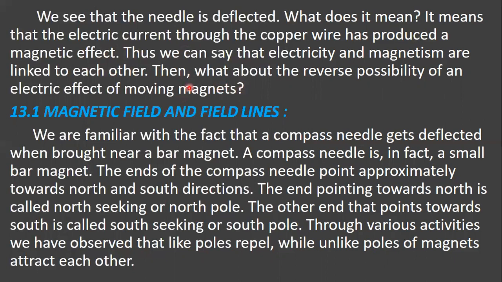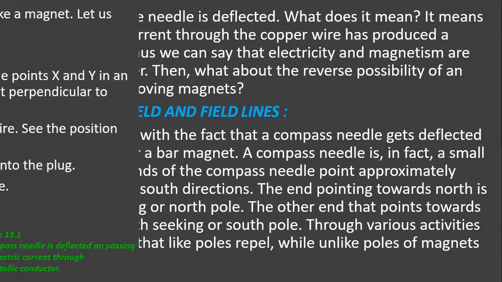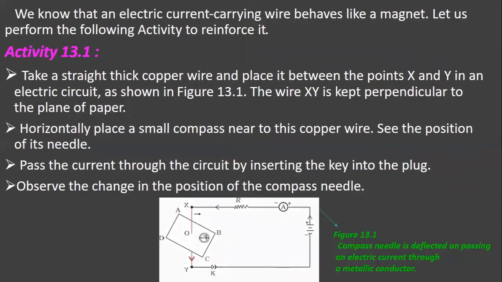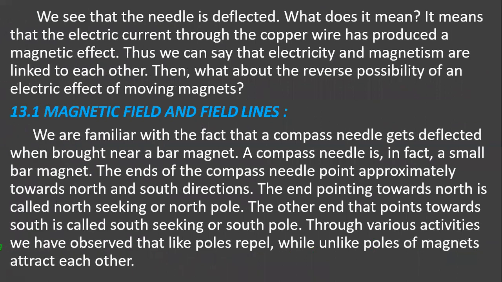Then, what about this reverse possibility of an electric effect of moving magnets? See children, we see that when the electric current is passed through the circuit, the needle gets deflected in the compass. The deflection in the needle indicates that there is a magnetic effect of an electric current. Thus we can say that electricity and magnetism are linked to each other.